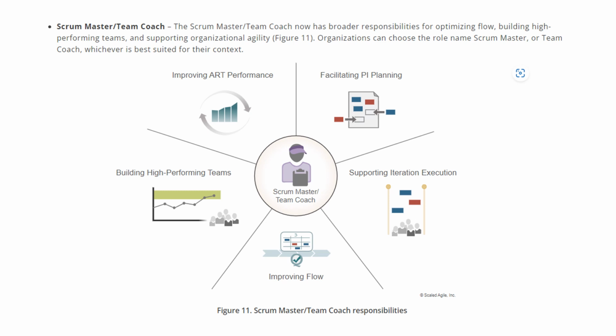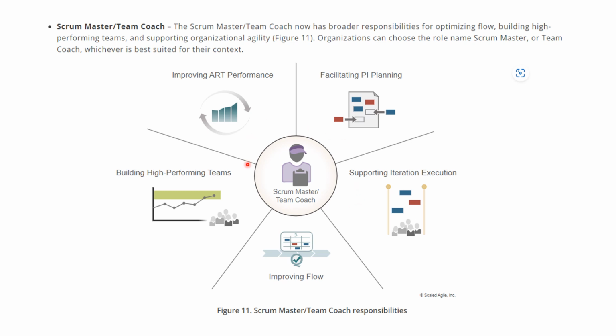The Scrum Master, or team coach, is newly coined now in 6.0. The Scrum Master or team coach now has broader responsibilities for optimizing flow, building high performing teams, and supporting organizational agility. The organization can choose the role name, Scrum Master or team coach, whichever is best suited for their context. Some things, like facilitating PI planning and improving the ART, may already be there, but they're given new importance as they coined the new word, team coach. Improving the flow is something very new here. I'll try to put a separate video on these responsibilities and what new things they added in SAFe 6.0.